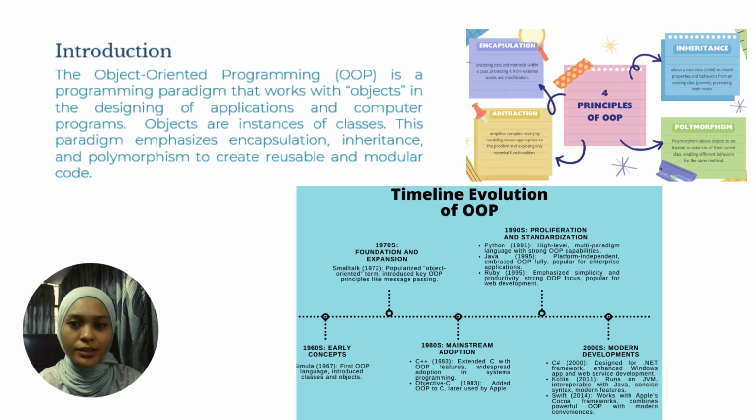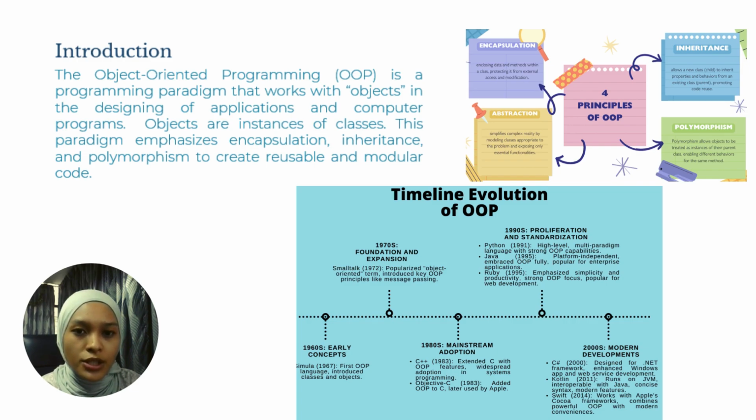The object-oriented programming is a programming paradigm that works with objects in the designing of applications and computer programs. Objects are instances of classes. This paradigm emphasizes encapsulation, inheritance, and polymorphism to create reusable and modular codes. So there is four principles of OOP, which are encapsulations, inheritance, abstractions, and polymorphism.